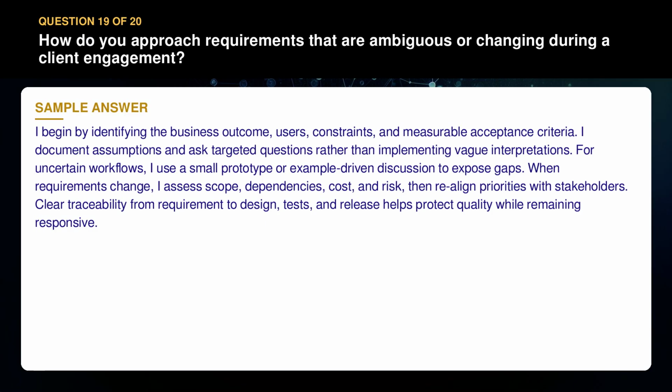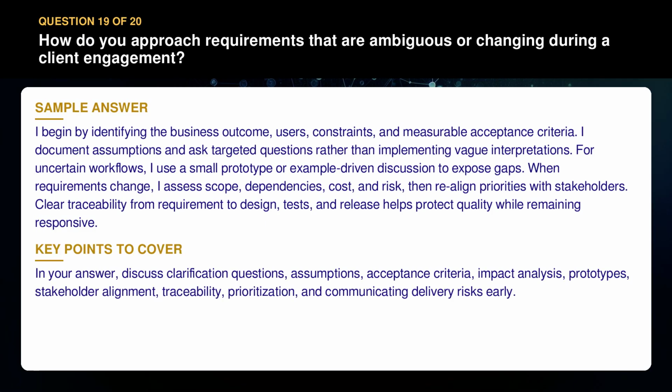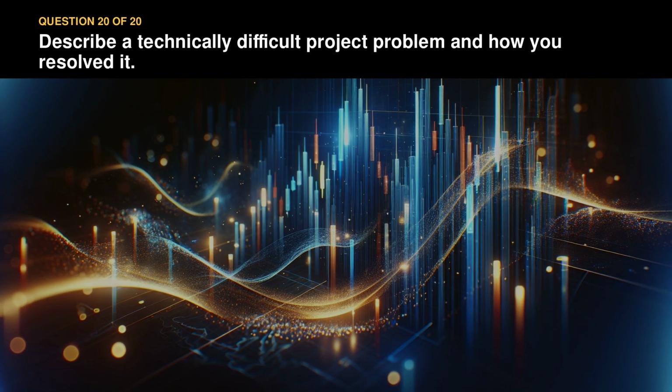When requirements change, I assess scope, dependencies, cost, and risk, then realign priorities with stakeholders. Clear traceability from requirement to design, tests, and release helps protect quality while remaining responsive. In your answer, discuss clarification questions, assumptions, acceptance criteria, impact analysis, prototypes, stakeholder alignment, traceability, prioritization, and communicating delivery risks early.